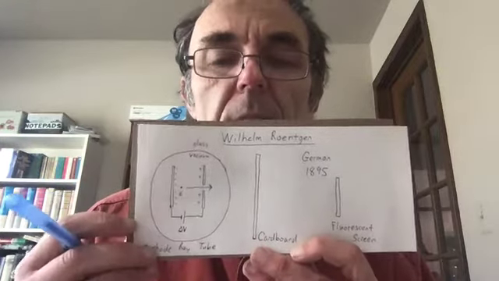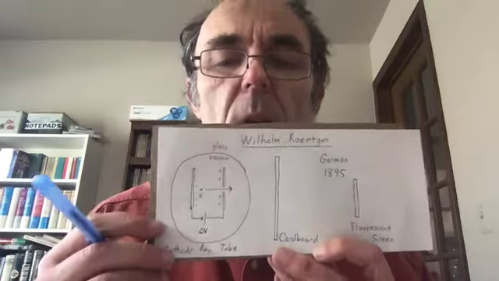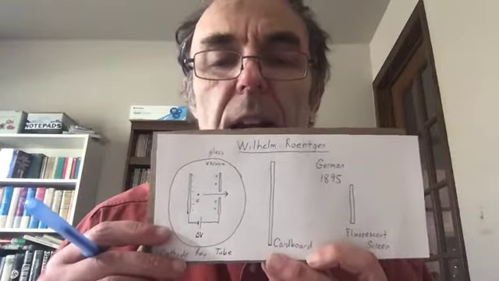So, wow. So he got his wife, and his wife came down. There's a very famous picture of her hand with her wedding ring, and on it you can see the bones quite clearly in her hand.